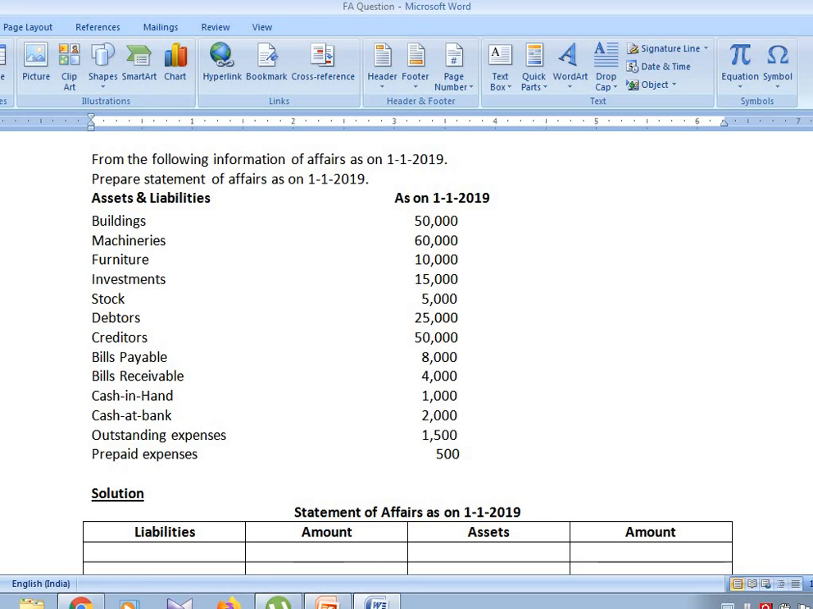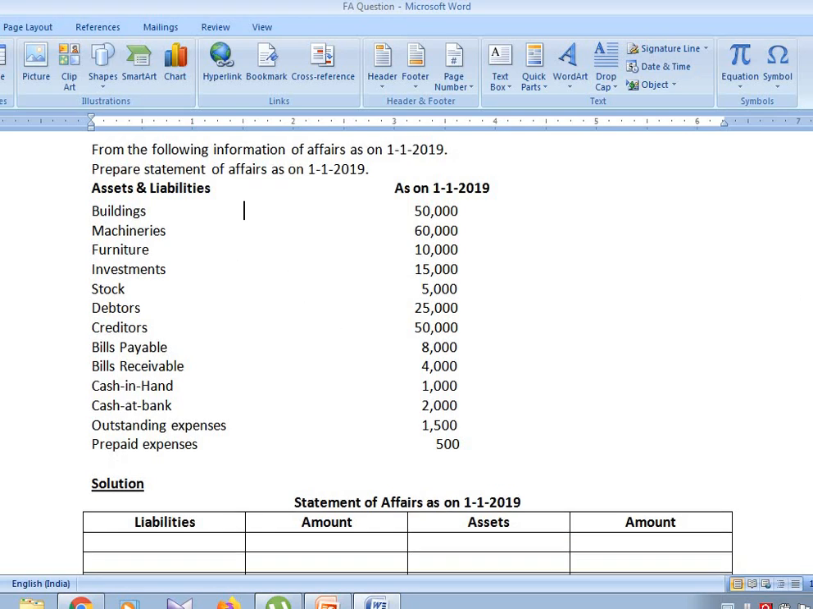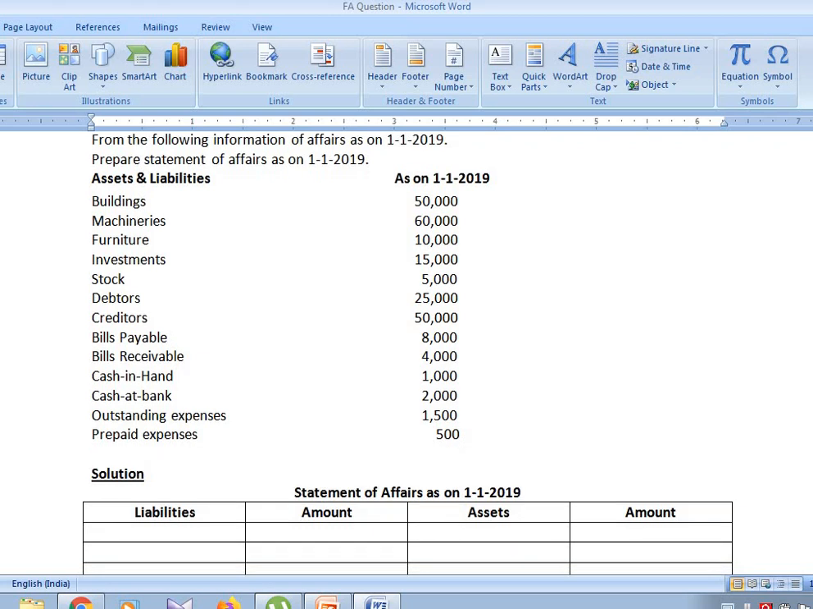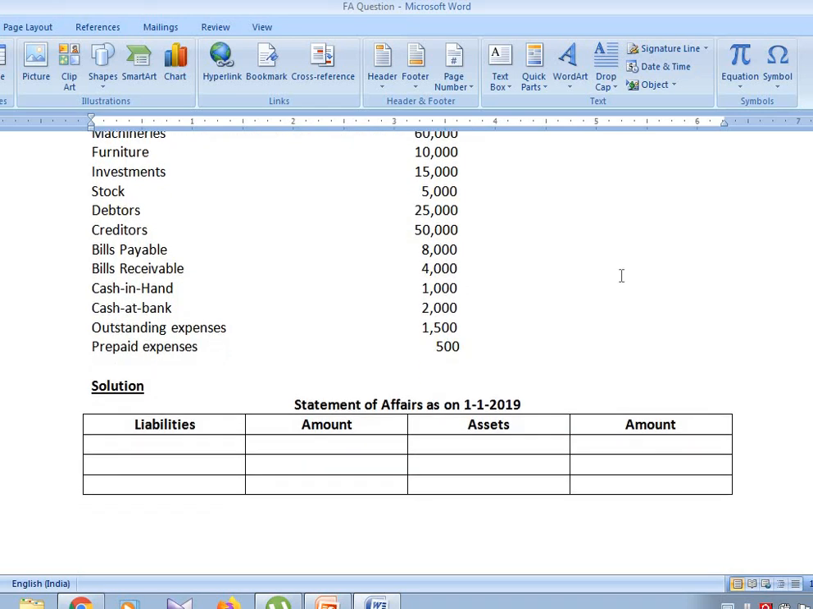Okay, so let's solve this particular problem. We need to prepare the statement. All of you write down the question and also solve this particular problem. Okay, so we'll prepare the statement of affairs.